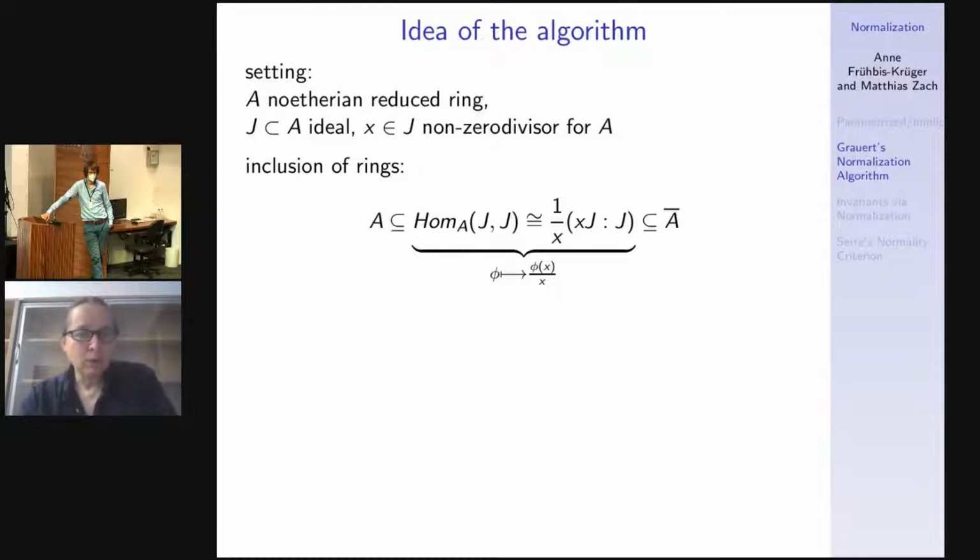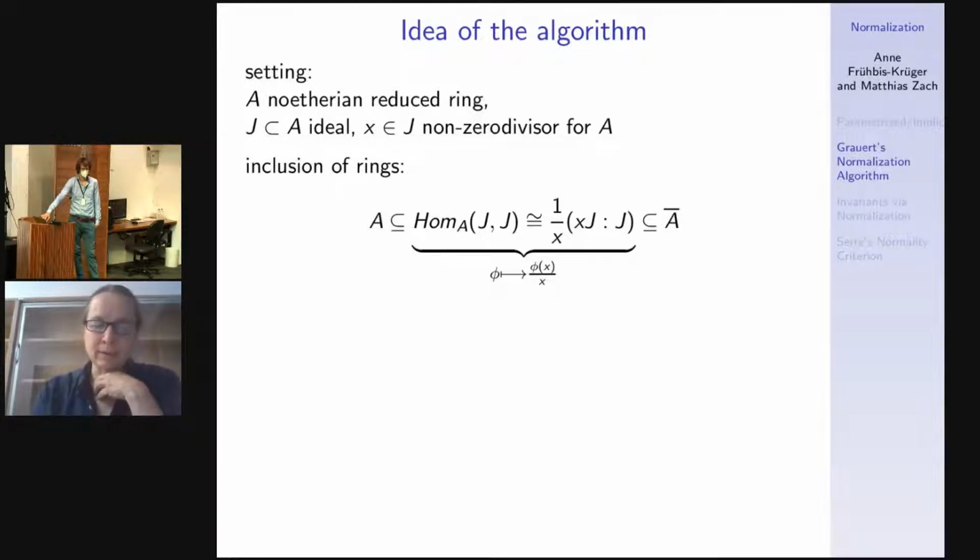And this chain of inclusions will be the heart of computing the normalization by Grauert's algorithm, because we'll enlarge A step by step until this process stabilizes, and it stabilizes precisely when we have reached A bar. But we are going to do that slowly, step by step.